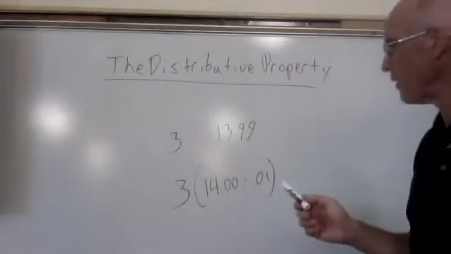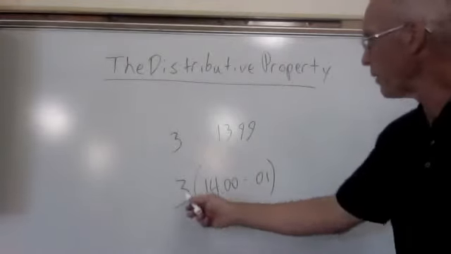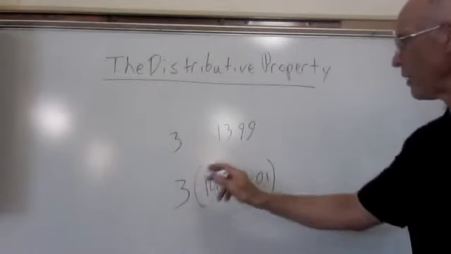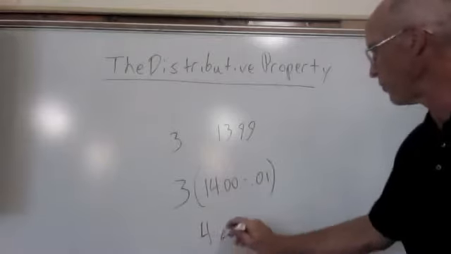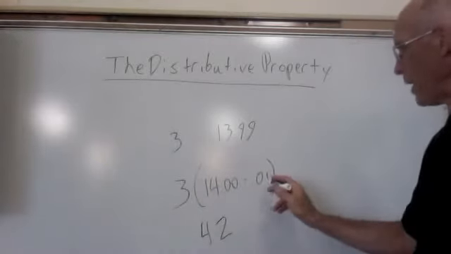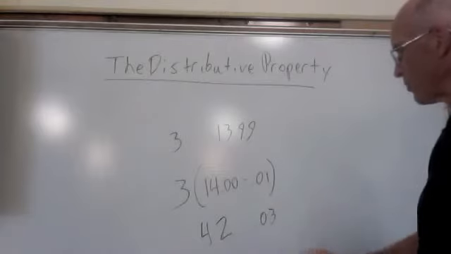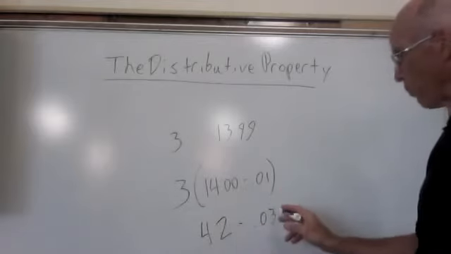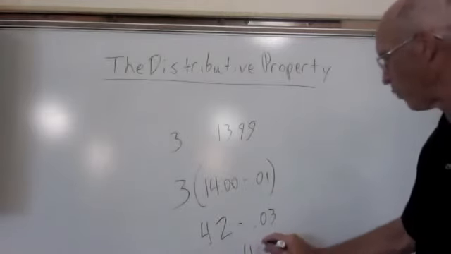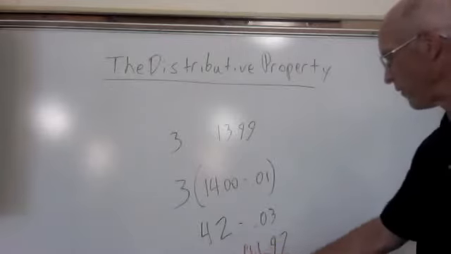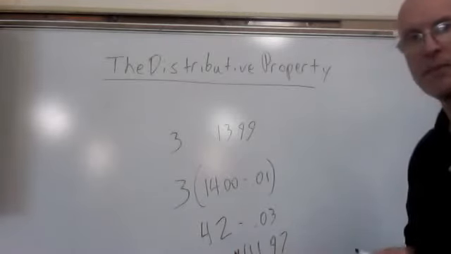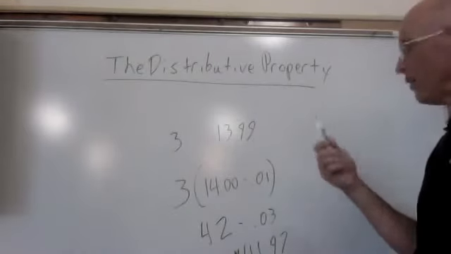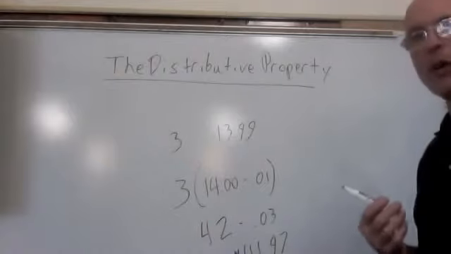And now this makes it very easy to do mental math with. 3 times 14 I can do in my head. I hope you can, because it's 3 times 10 and 3 times 4. So that's going to be 42. And then 3 times 1 penny, I can do that in my head. That's just 3 cents. And since it's minus here, 42 minus 3 pennies is going to be 41.97. Does that make sense? So if you have a number that's close to one of the whole numbers, using the distributive property can really help you do mental math.